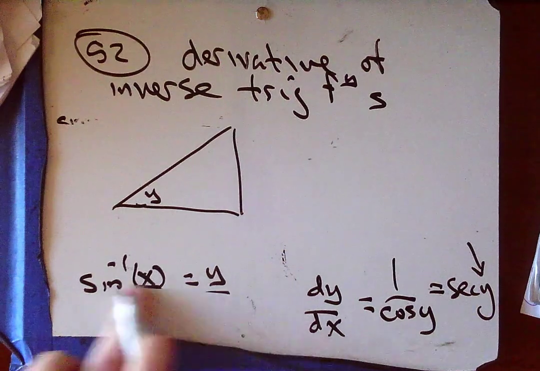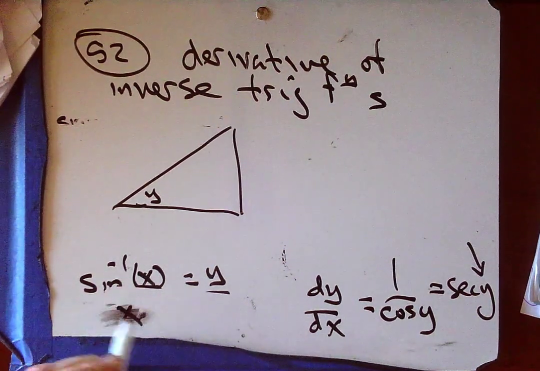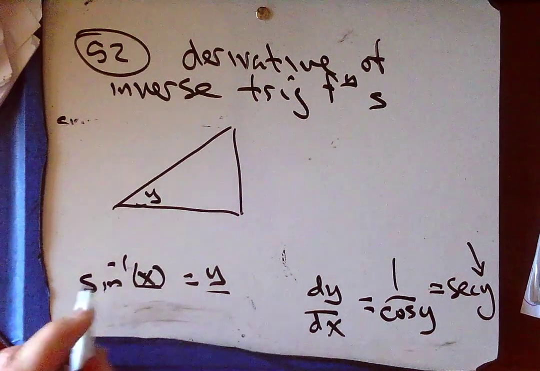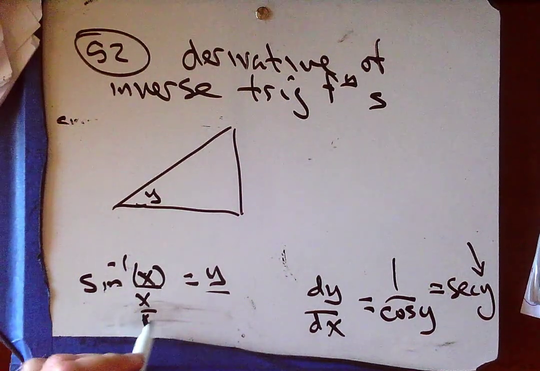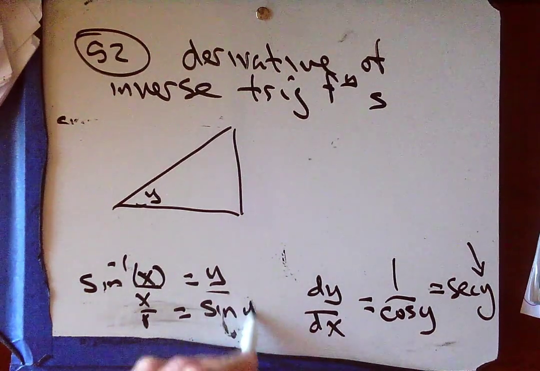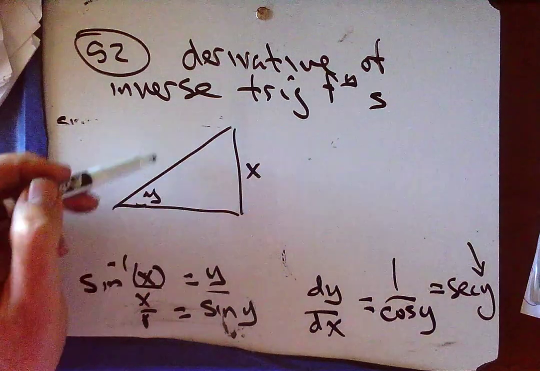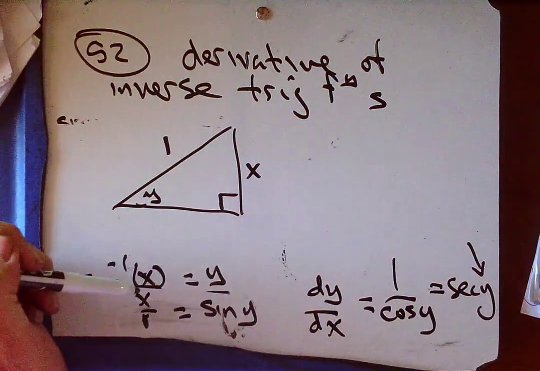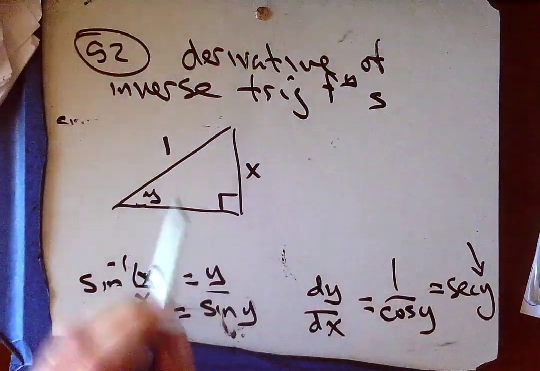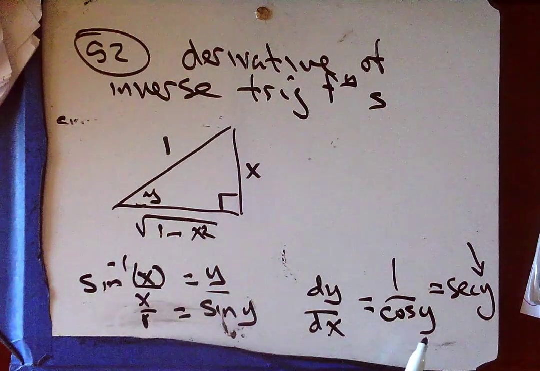We can maybe see that a little better if we take the sine of both sides. We'll end up with x over 1 equals sine y. So the sine of y is going to be x over 1. All right, use the Pythagorean theorem now to find this missing side. Square root of 1 minus x squared.